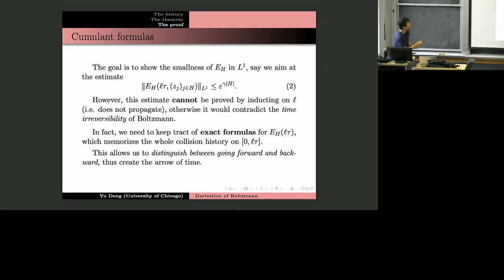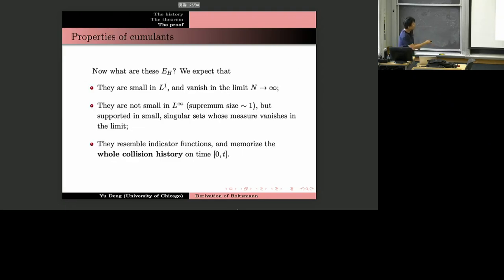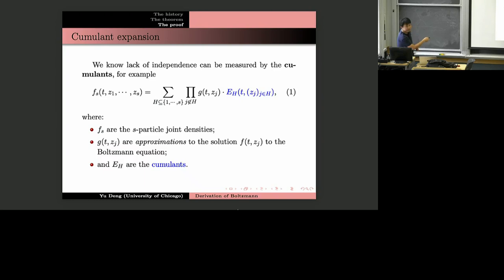Okay, but we cannot prove this L1 bound by induction precisely because of this time irreversibility. Okay, the reason is... Could you just say what the letter capital H means? H is a subset. So you see, you're talking about every subset of the particles? Yeah, so we have S particles in total, and H is an arbitrary subset of these S particles.